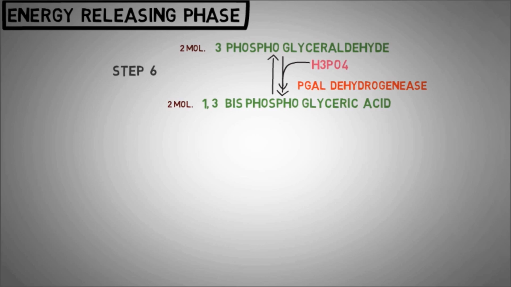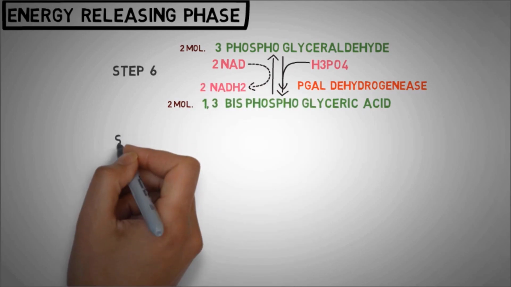In this step, NAD is converted into NADH2. NADH2 is a source of ATP. It generates ATP when it enters the electron transport chain.